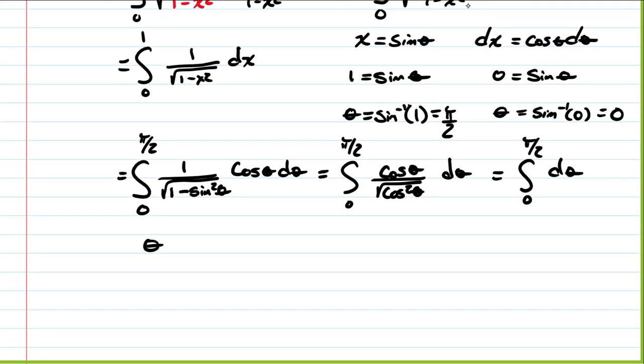So the integral of d theta is just theta, evaluated from 0 to pi over 2. Well, that's pi over 2 minus 0, which is pi over 2. Same answer we got using geometry, right? So it turns out for circles, we already knew how to do this, but the formula that we have from calculus is more general. We can use it to find the arc length of any differentiable curve.